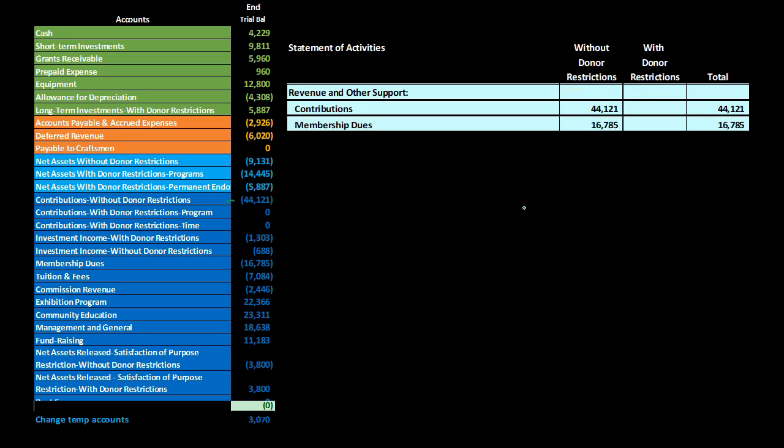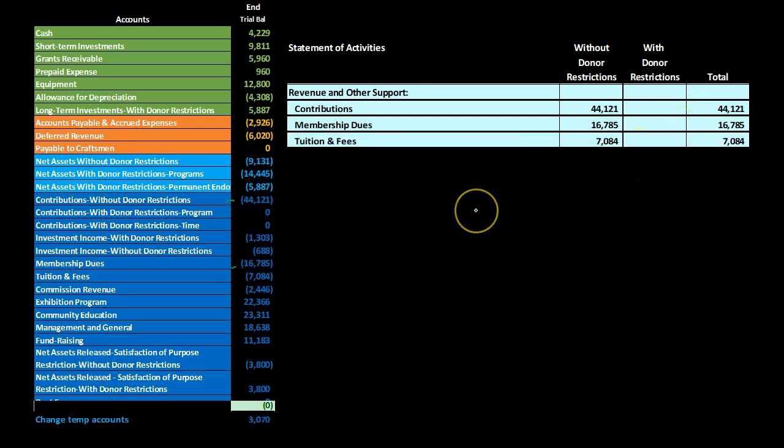Next, we have the membership dues. So the membership dues are going to be another type of income statement type of account. We're picking up this number. It's a credit because it's a revenue type of account. So once again, membership dues without donor restrictions. We have no donor restrictions. None of it is restricted. Nothing in that column. Then the total then being that $16,785.